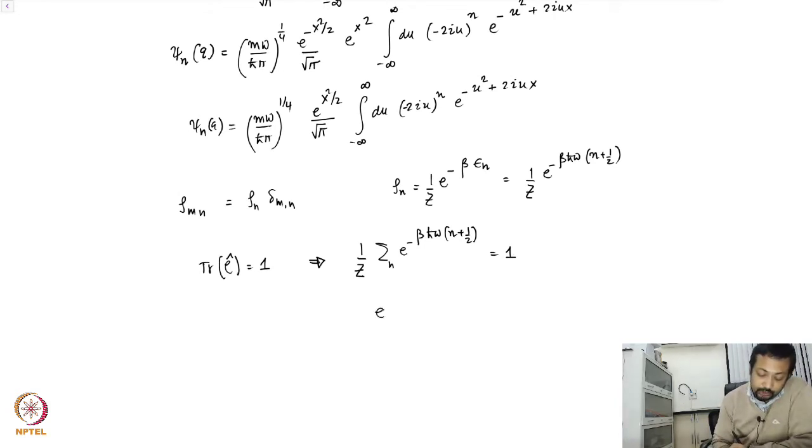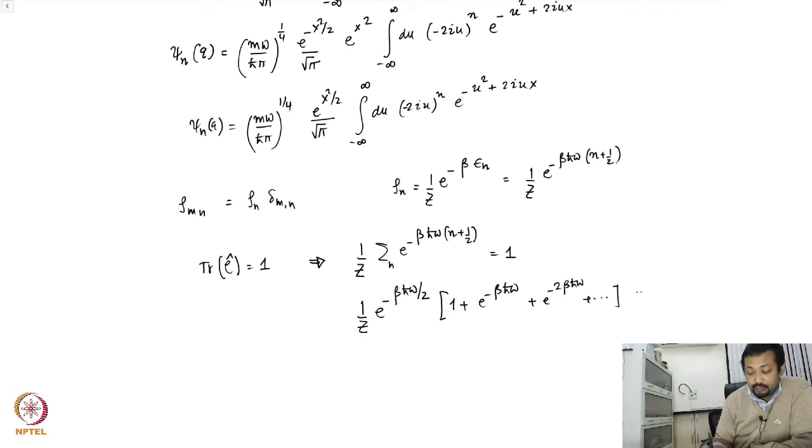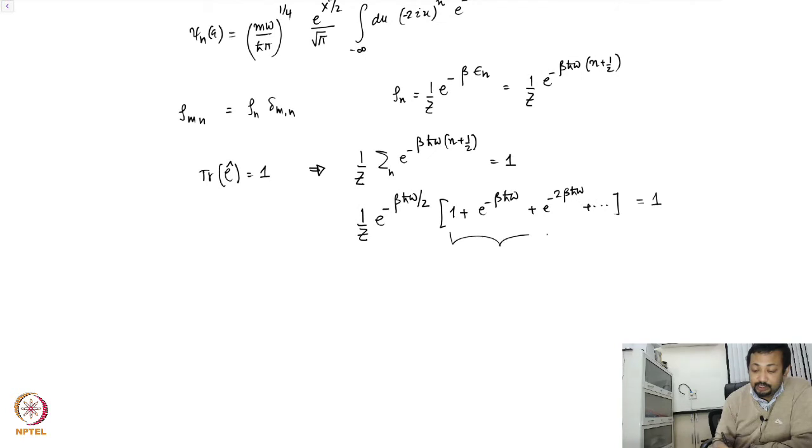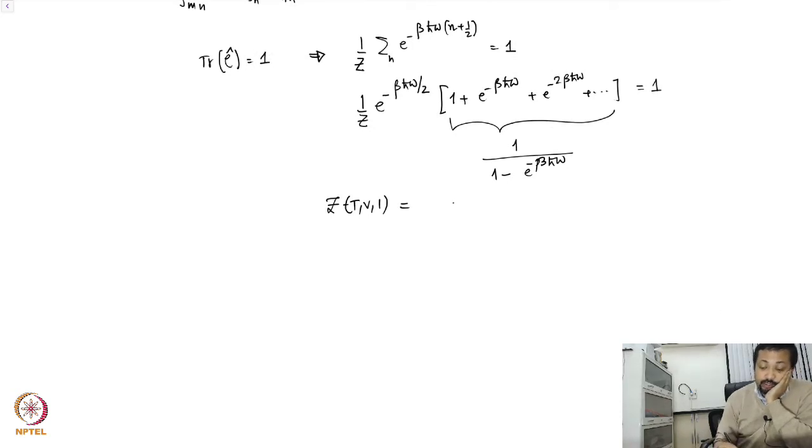So that you have e to the power minus beta h bar omega by 2, times 1 over Z, and if you open the sum, then you will see you are going to have an infinite series, 1 plus e to the power minus beta h bar omega, plus e to the power minus twice beta h bar omega, higher order terms, is going to be 1. This is simply a geometric series. So that the partition function Z1 for a single harmonic oscillator is going to be e to the power minus beta h bar omega by 2 divided by 1 minus e to the power minus beta h bar omega.